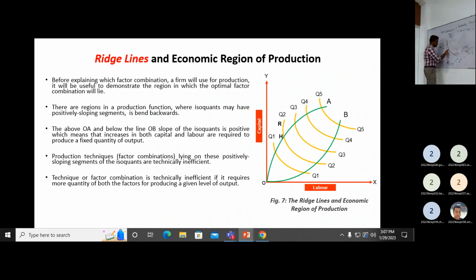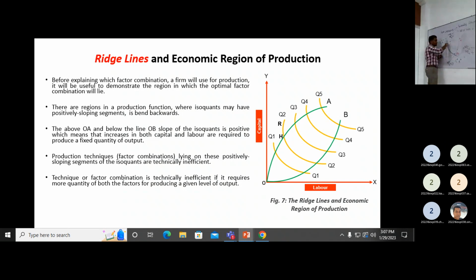I'm going to erase this. So these are the areas which help the producers to produce the given level of output with factor replacements. Clear? Therefore, this is 0, this is A, this is B, and we call these lines ridge lines, where it connects the factor combinations at which marginal productivity is 0.